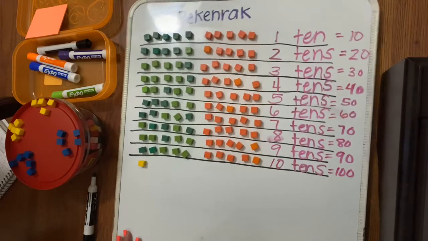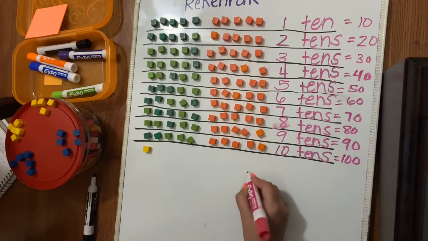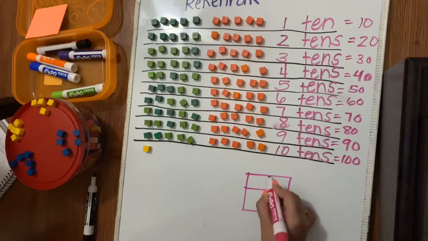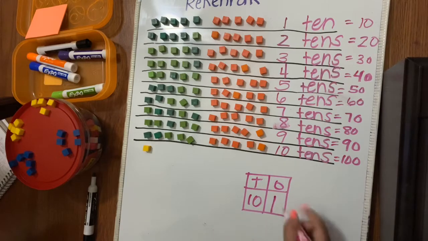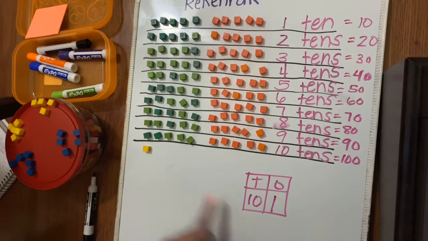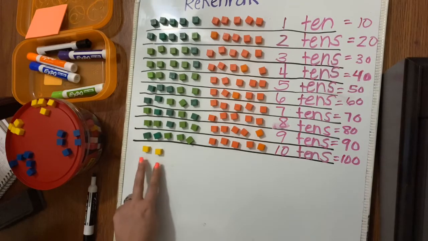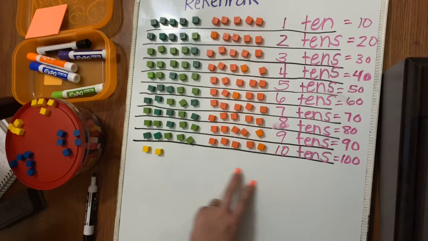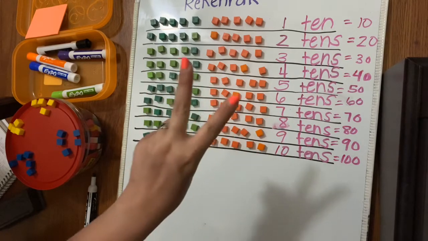So let's see. I'm gonna move that up just a little bit. So I'll draw a quick little chart here. So if I had my tens and ones chart, and if I had 10 tens and 1 one, what number would this be? For all of this plus the yellow cube, it would be 101. All right, what happens if I added another cube? Now I have 10 tens and 2 ones. Remember, I cannot bundle this yet because I do not have 10. I have to have 10 cubes to make a bundle. And right now I only have 2.